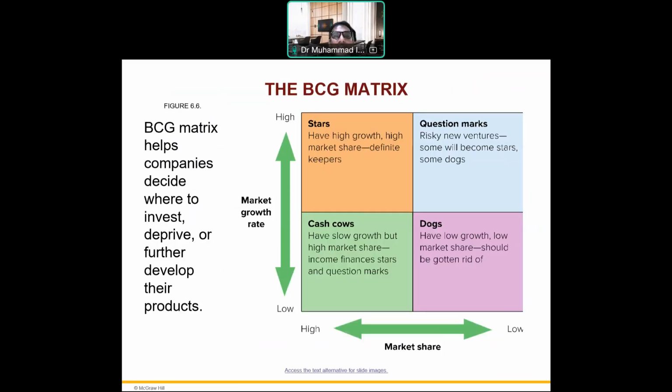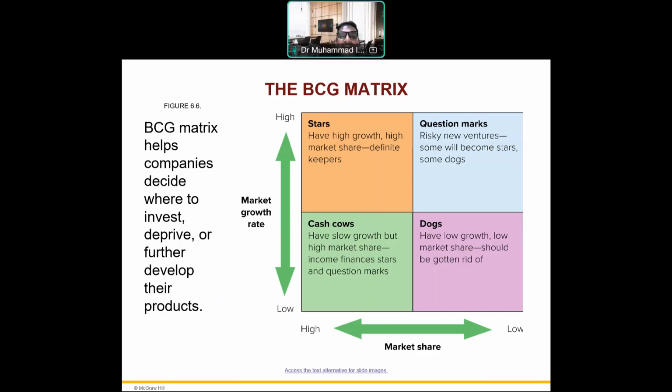So here is the BCG matrix. Basically, the BCG matrix helps a company decide where to invest, divest, reduce, or further develop their products. Number one, two major criteria: market growth rate and market share. So here is high market growth rate and high market share. Wow, everybody, it's good. Okay, definite keepers. They can perform for a long time.